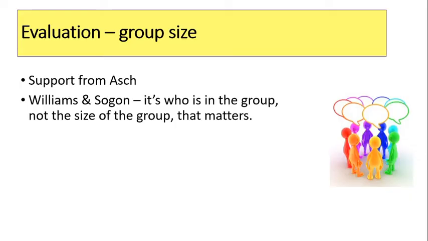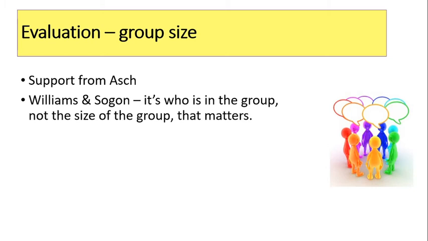Okay, let's look at evaluation. So the first thing to say is that Asch's study supports the idea that group size affects conformity. There's also a second study by Williams and Sogon, and they found that when people were with friends doing a conformity task, they were more likely to conform, notwithstanding the number of people in the group.